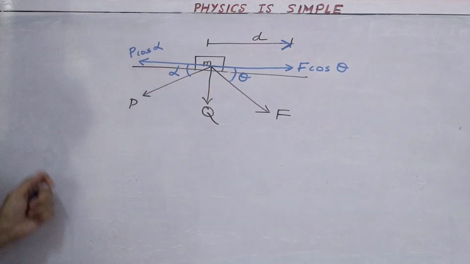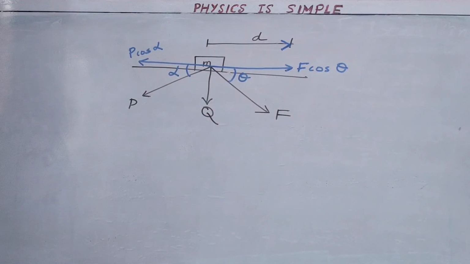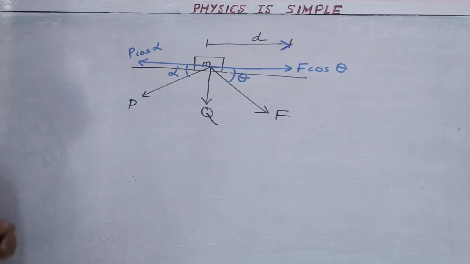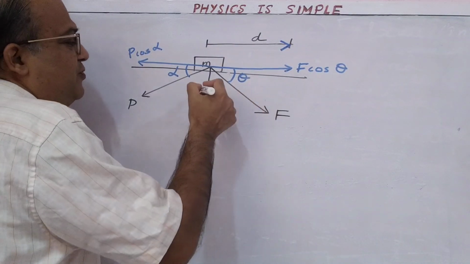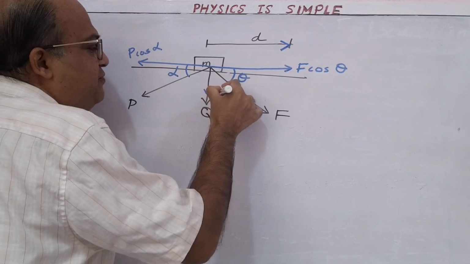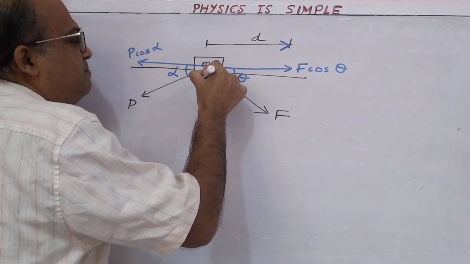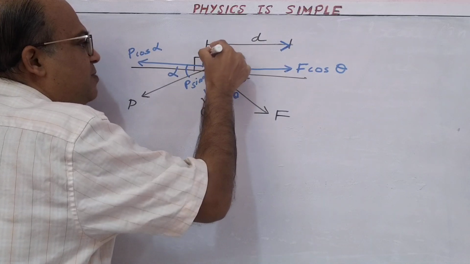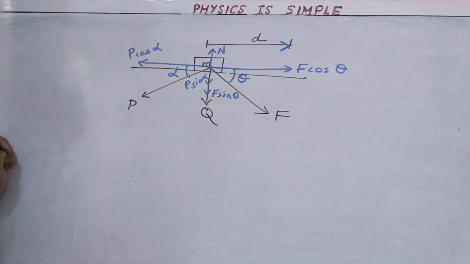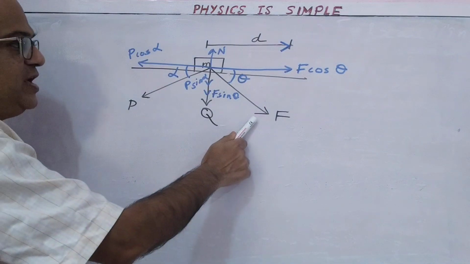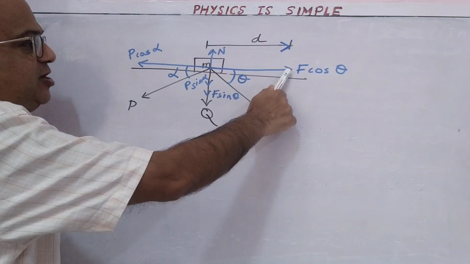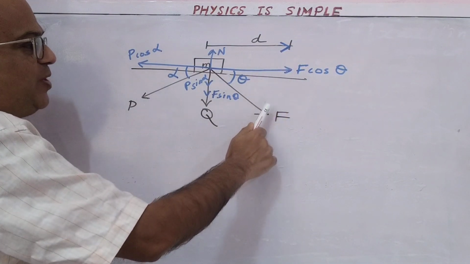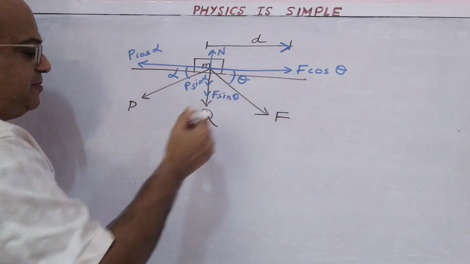And Q has no component in the direction of displacement. They have other components which, if you want, we can write. This will be F sin theta and P sin alpha. And normal is balancing all of them. Now F has a component in the direction of displacement. So it does positive work.